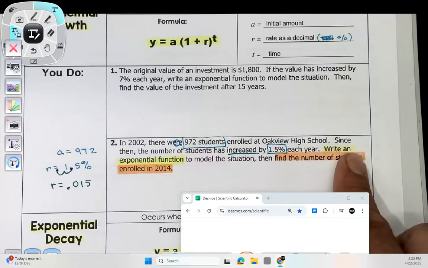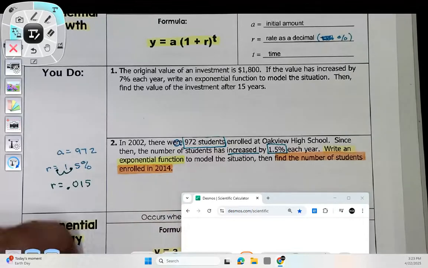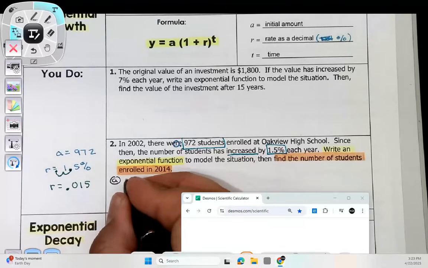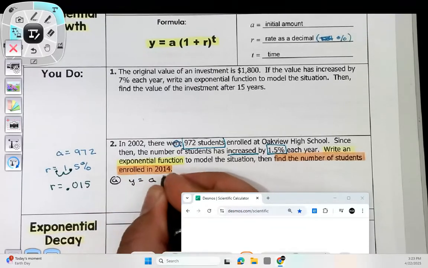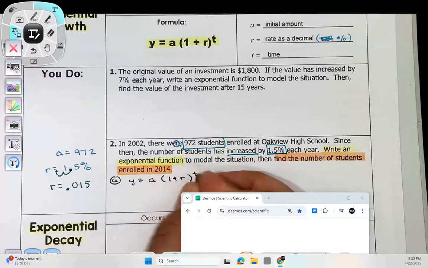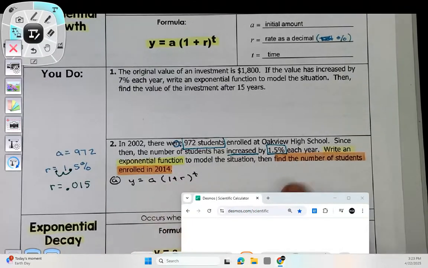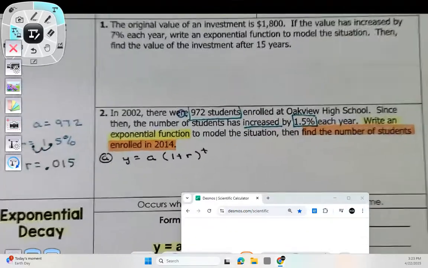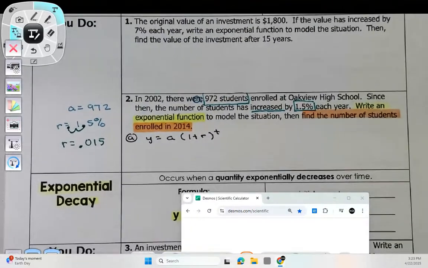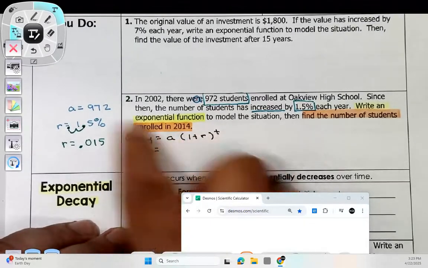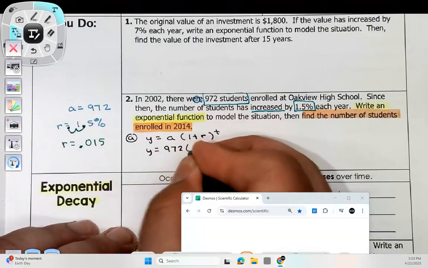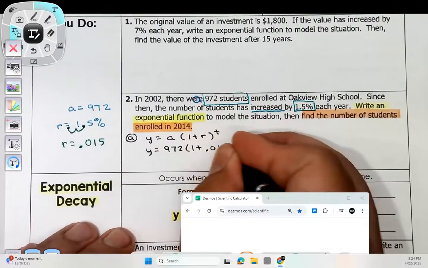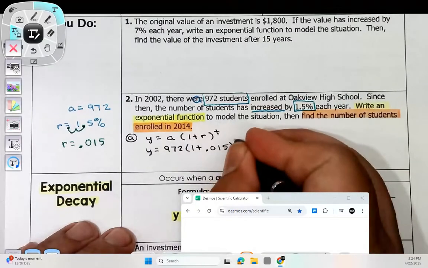Now, in the first problem, they said, write the exponential function. Okay, well, here comes the formula. The formula, so this is part A: y is equal to A times (1 plus R) to the power of T. And the reason I'm using the plus, they said it's increasing. All right, well, I have my formula, so I don't really need to see the top part. Well, y is equal to, A is 972, 1 plus my R, don't forget, is 0.015, not 1.5. And then the power of T.